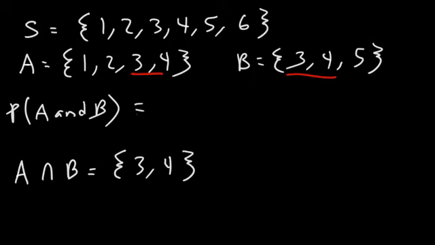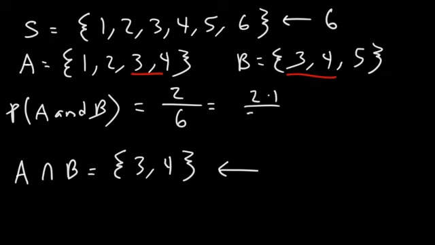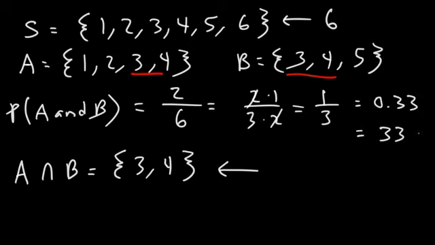Now the probability is equal to the number of favorable outcomes divided by the total number of possible outcomes. So we have two numbers where A and B will both be occurring out of 6 potential outcomes. So the probability is going to be 2 over 6, which we can reduce. 2 is 2 times 1, 6 is 3 times 2, and so this becomes a probability of 1 over 3, which has a decimal that's 0.33, or 33%. That's the rounded answer.